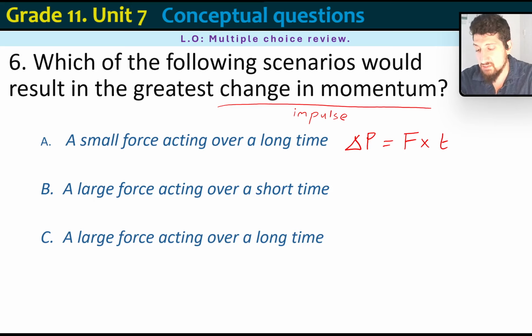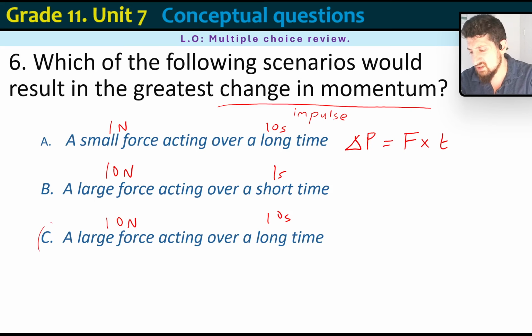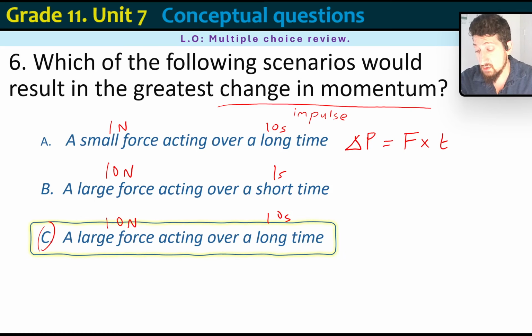Let's give it some numbers. Let's make long 10 seconds, and let's make small force 1 Newton. Always easier to put numbers in there. Let's make large force 10 newtons and short time 1 second. Let's make long time, as I said, 10 seconds and large force 10 newtons. So which one would result in the highest impulse, the biggest impulse? Of course, it's going to be C. A large force acting over a long time. That's going to result in the biggest impulse or the biggest change in momentum.